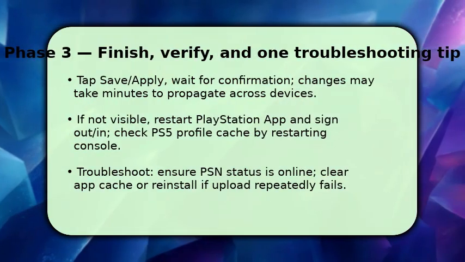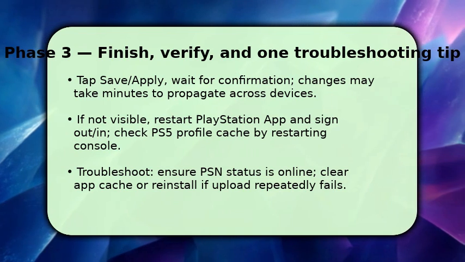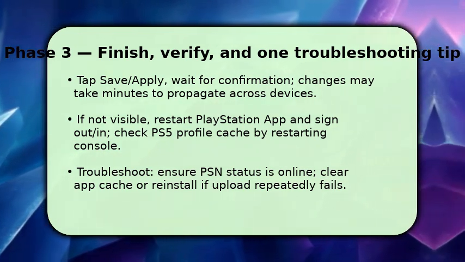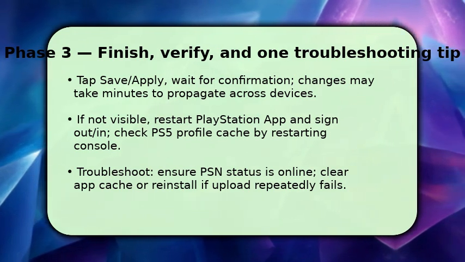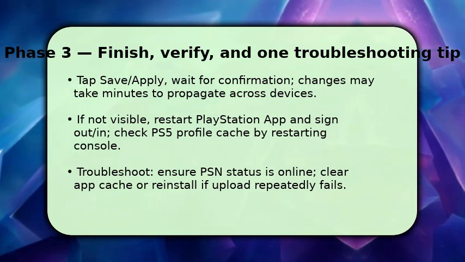Finish by tapping Save or Apply. The app will upload the image and queue it to your PSN profile. Wait a few minutes, then verify on your phone profile and on the PS5. Sometimes propagation takes extra time. If you don't see it, sign out and back into the app, or restart the console to clear profile cache.